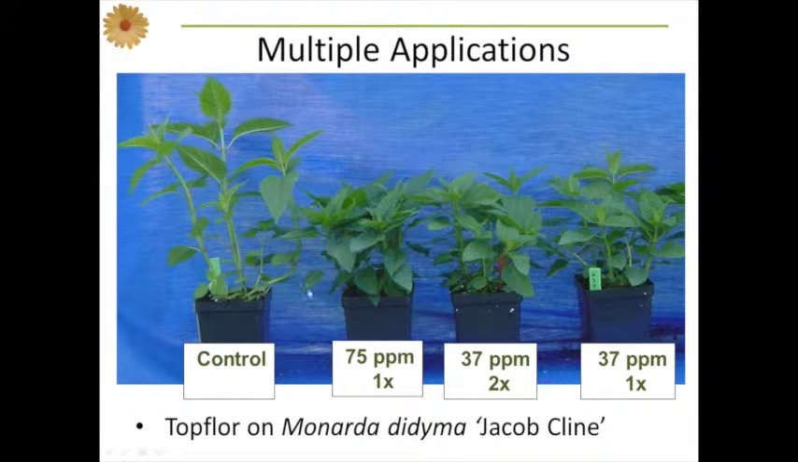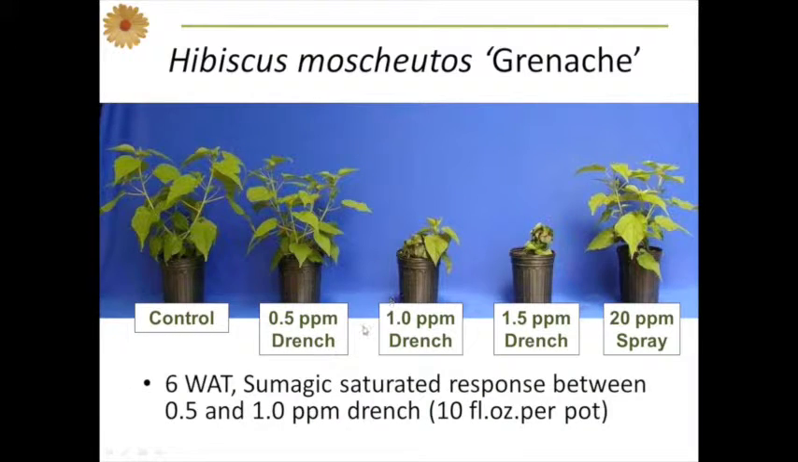And sometimes, as in this Monarda, we find the Topflor recommended rate was 75 parts per million, 37 also saturated that response. And then there are extremes where the plant, this is a cultivar issue, where a 0.5 part per million drench at 10 fluid ounces per pot was okay. Gave us a little bit of growth control, not a whole lot. 1 part per million completely zapped the plant.